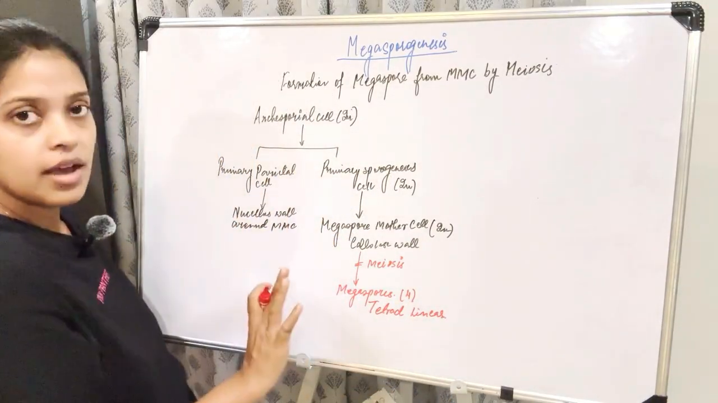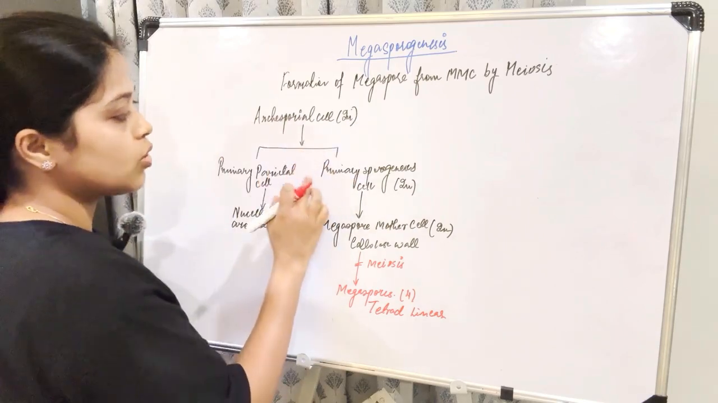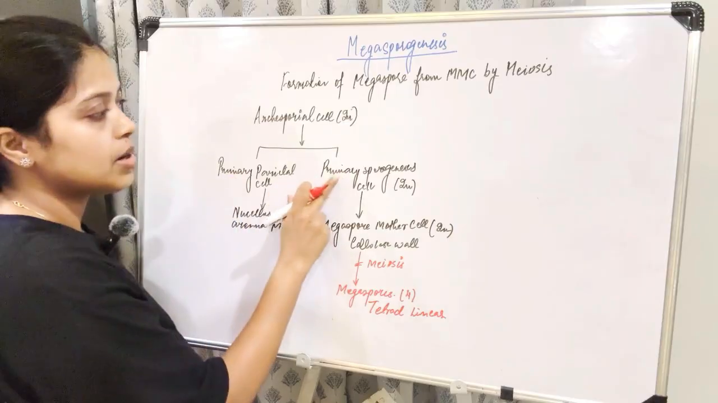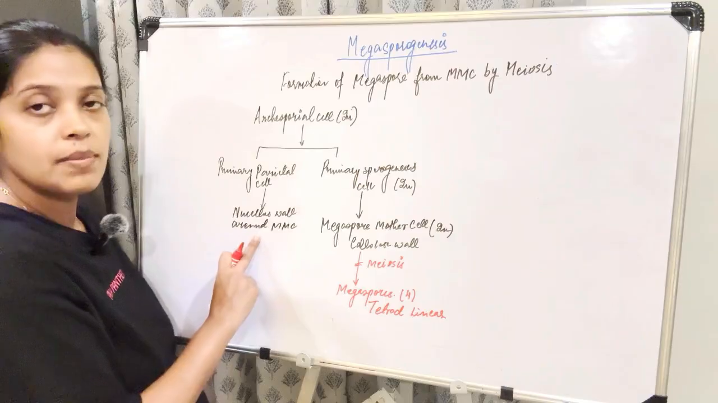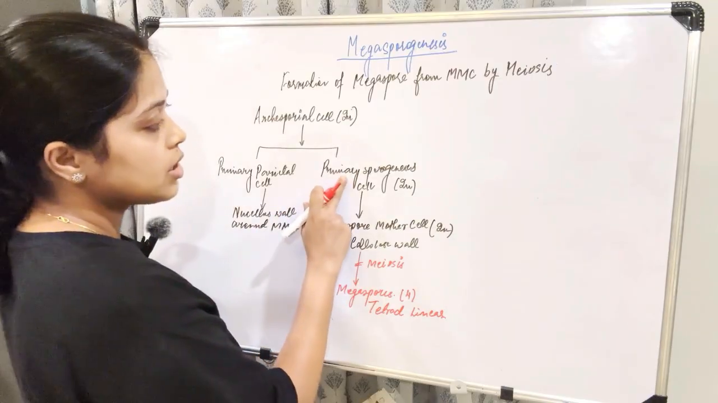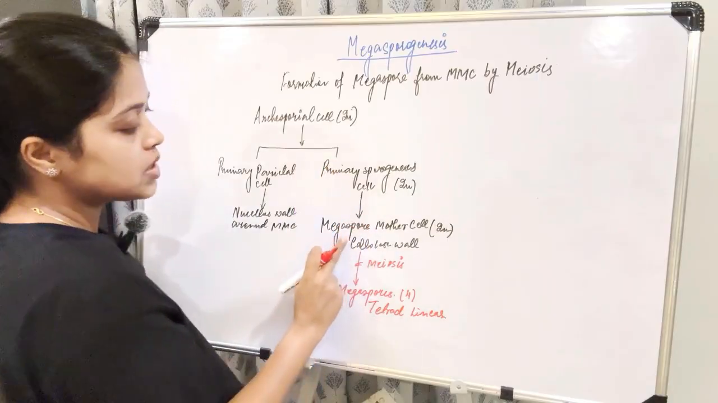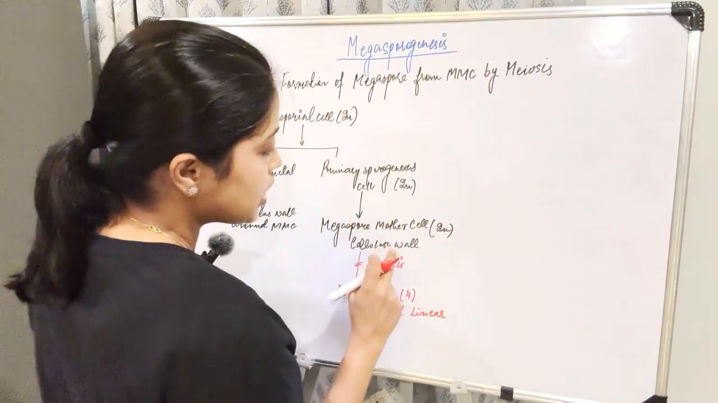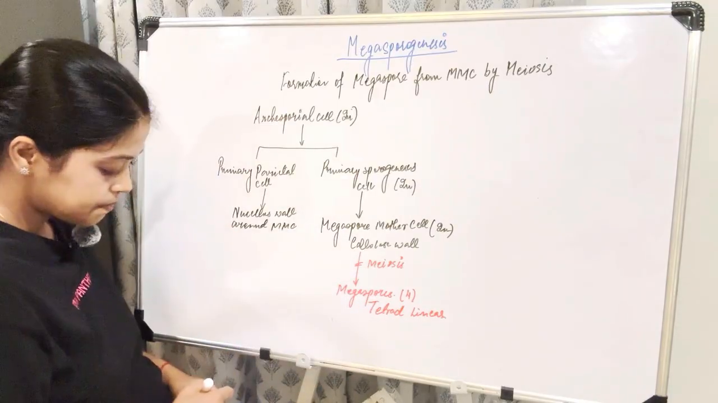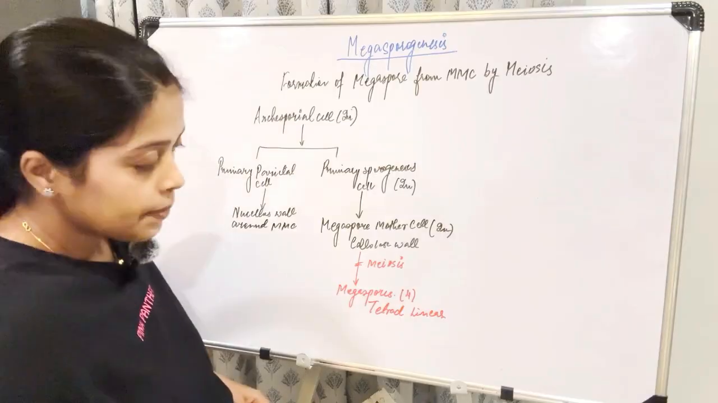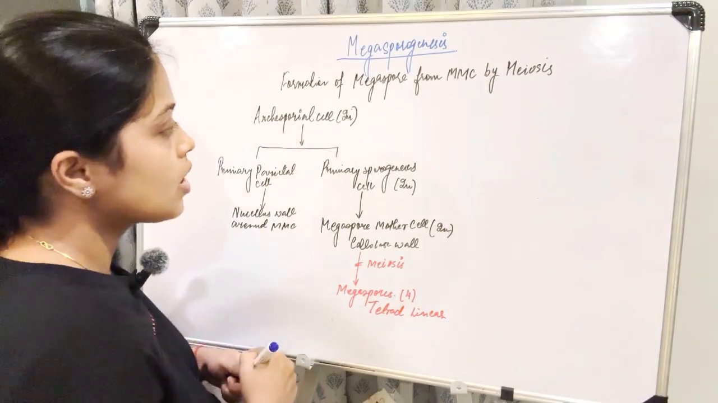Okay, till here everything is understood, right? That an archesporial cell undergoes mitosis, forms primary parietal and primary sporogenous cell. Primary parietal forms the nucellus wall around the megaspore mother cell, and some of the cells of the primary sporogenous cell undergo mitosis and form the megaspore mother cell, which has a callose wall around it. It undergoes meiosis and forms the megaspores.